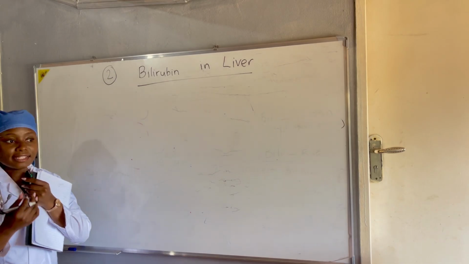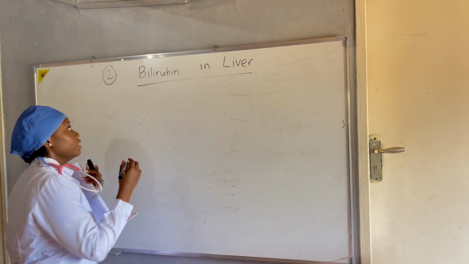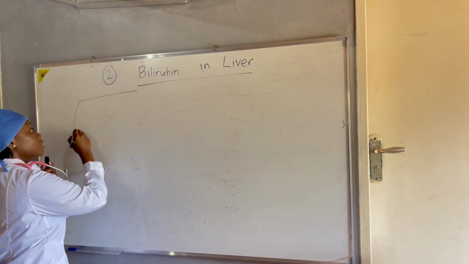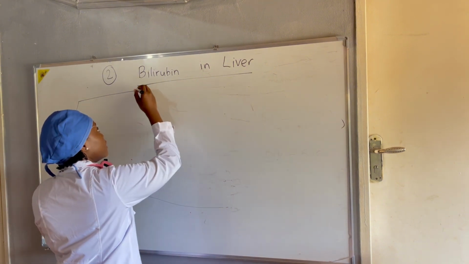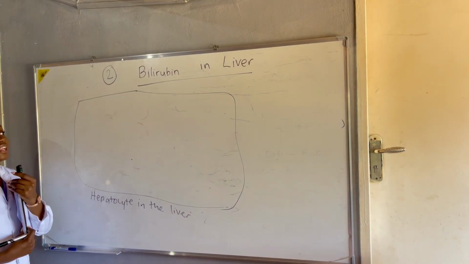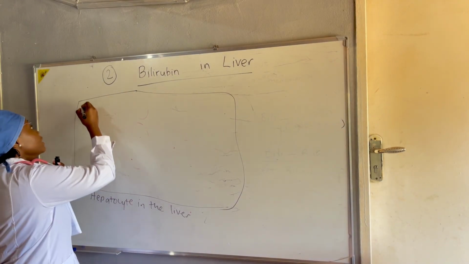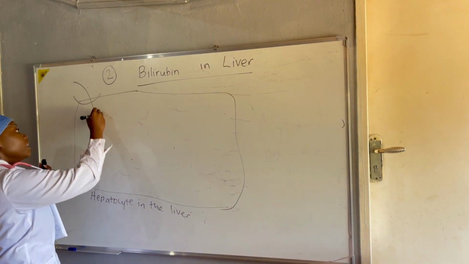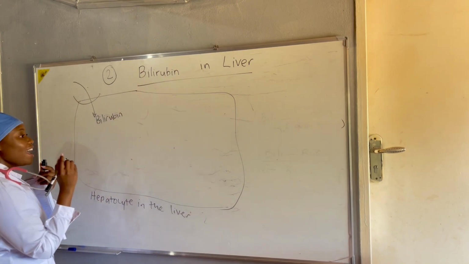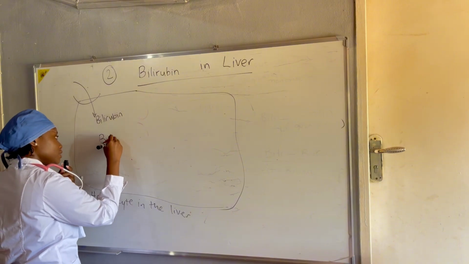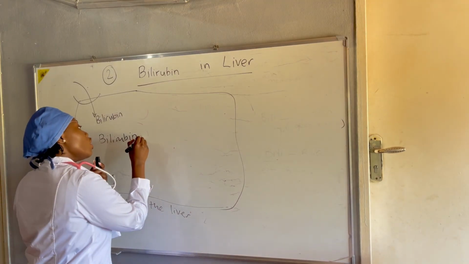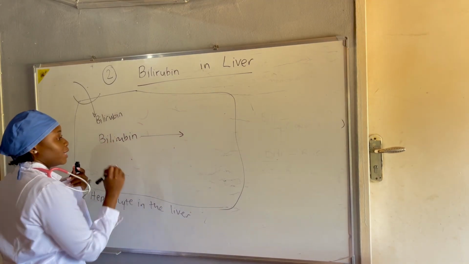So once bilirubin is taken up in the liver, let's think of it like this. This is your liver cell. Look at this as a big hepatocyte within the liver. The liver has two jobs. It's to bring in the bilirubin, and once the bilirubin is inside, the liver has a job to conjugate this bilirubin.